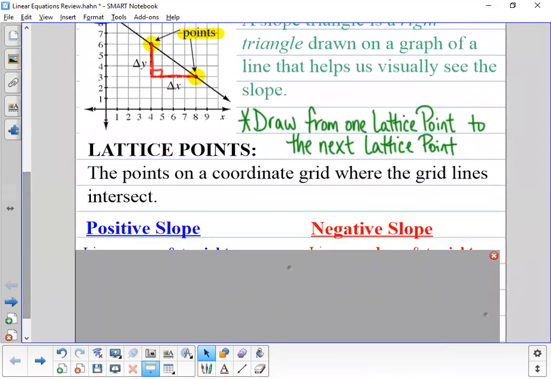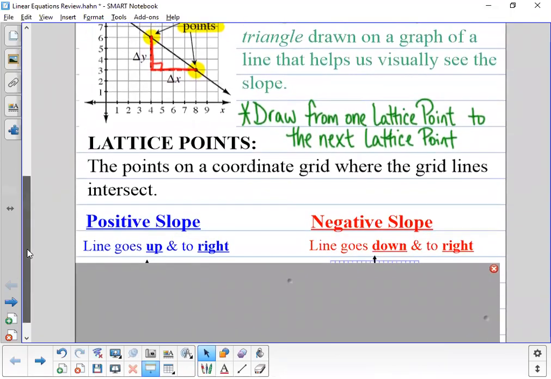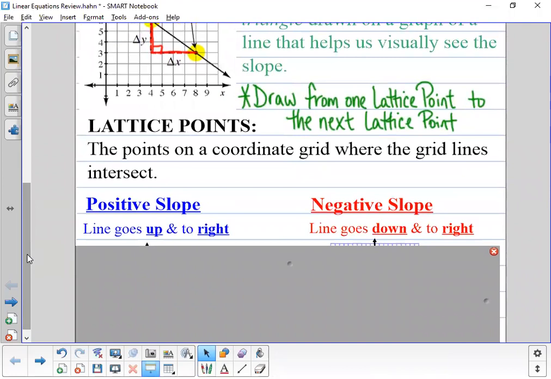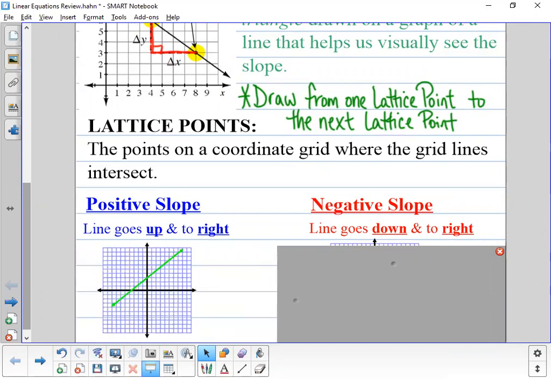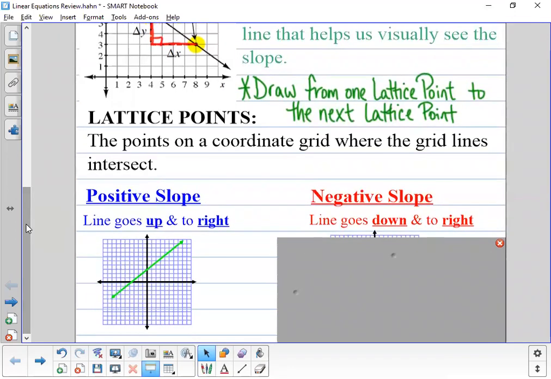All right, now my line can either have a positive slope or it can have a negative slope. If it's a positive slope, my line is going to be going up and to the right, because I always want to describe it as if I'm looking at it going from left to right. So I'm always going to the right. If it's positive, it'll go up and to the right. And that would look like this.